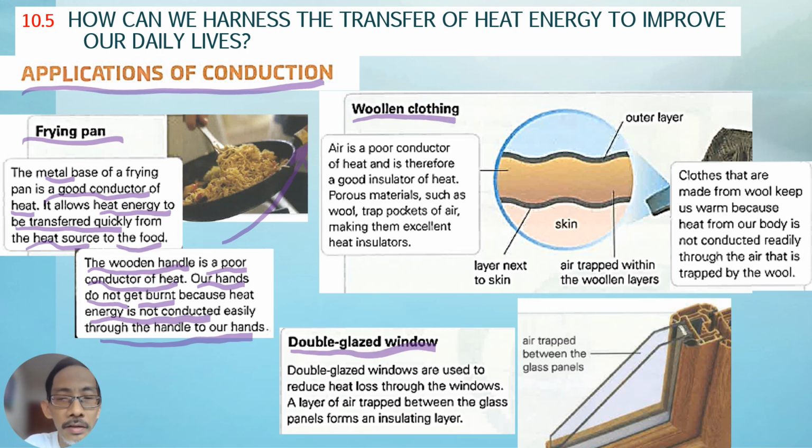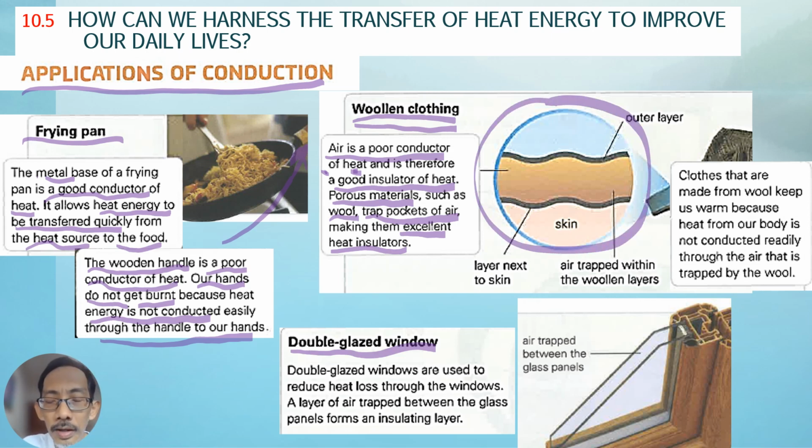Then we go to the next application, woolen clothing. Let's make it very clear first. Air is a poor conductor of heat. So it also means that it's a good insulator of heat. Now, there are porous materials such as wool, cotton, all these materials. What they do is that they trap pockets of air, making them excellent insulators. You can see in the diagram in the middle here, this one is to show you in detail.